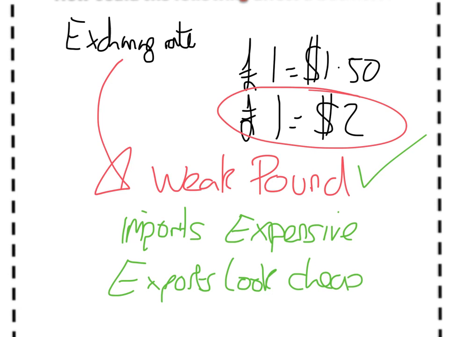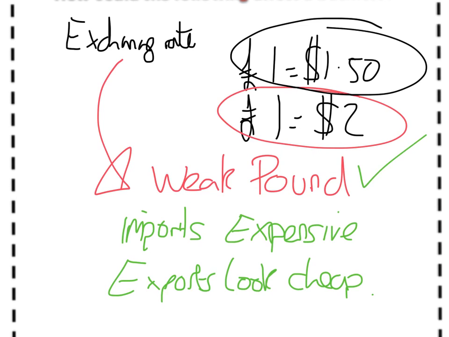So why is this good for a business? At this point, where it's a weak pound, if imports are expensive, that means that no one in the UK is going to buy goods from abroad because they're expensive. And also, if exports are cheap, UK firms are going to be able to sell their stuff abroad, and people are going to buy it because the people abroad see it as cheaper. Right, this is what you want.